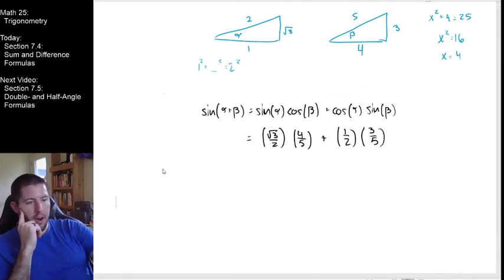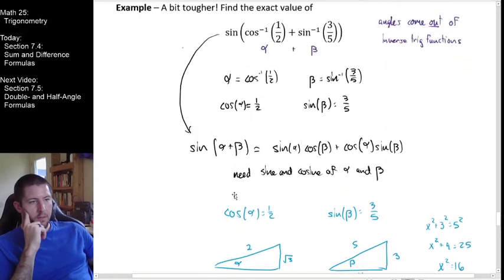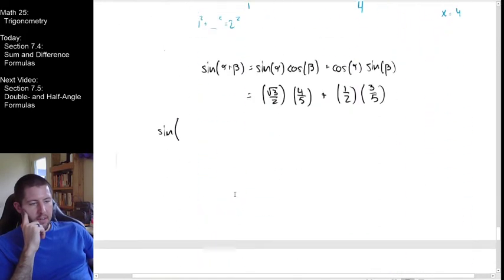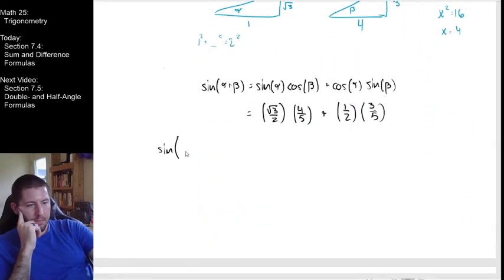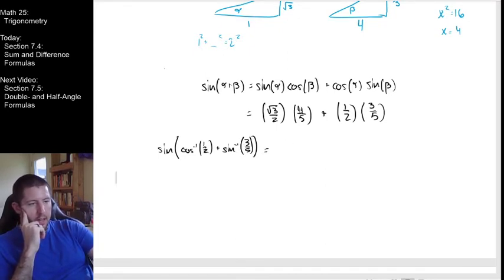So we have come up with our expression for this guy now. For our sine of, what was this sine of? Cosine inverse of a half plus sine inverse of 3/5 is equal to, it looks like we're getting, I don't really want to cancel because I want to keep my common denominator of 10 here. So I'm going to say 4 root 3 plus 3 over 10.